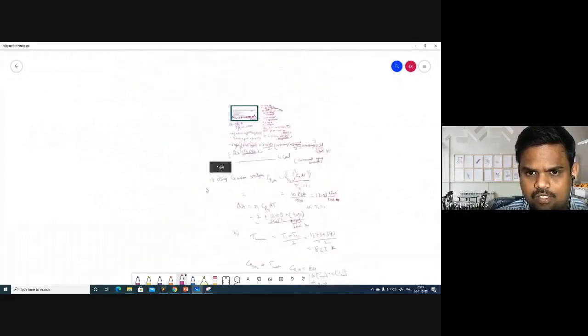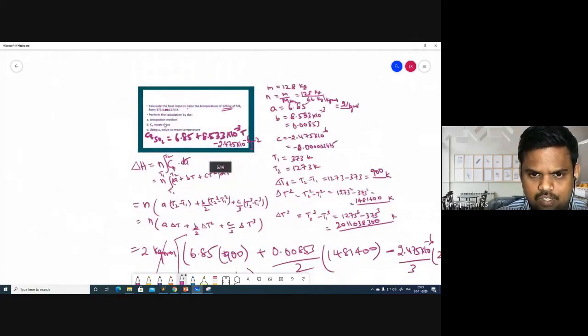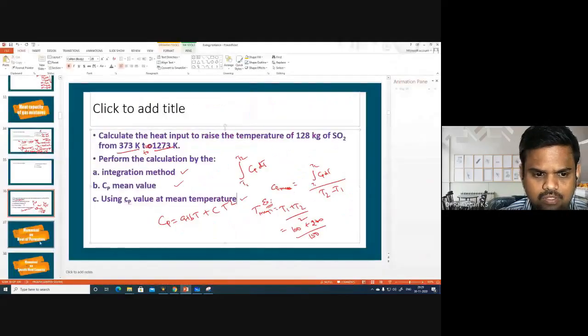So these are the three ways we can use to determine the enthalpy, that is, the heat input to raise the temperature from a lower temperature to a higher temperature. First, you can do it by integrating the total delta H term, or simply determine the Cp delta T and then get the Cp mean value, then substitute in delta H, or directly you can use a mean temperature. First obtain a mean temperature and substitute in Cp to get the enthalpy. So these are the various ways by which we can solve the problems.